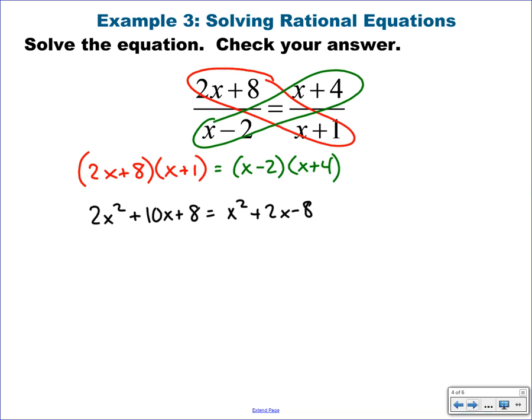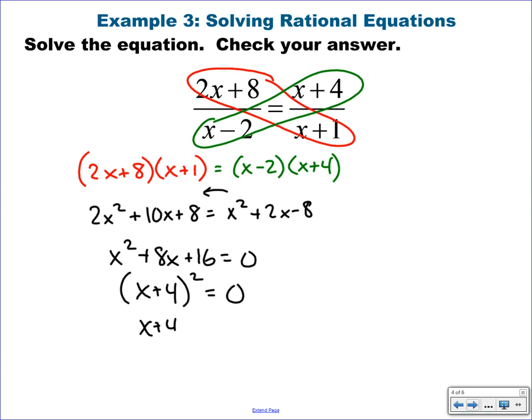Since I have a quadratic, I have to get one side to be 0. Subtract the x squared from this side over. I subtract the 2x over. I add the 8 over. So I have x plus 4 squared equals 0.